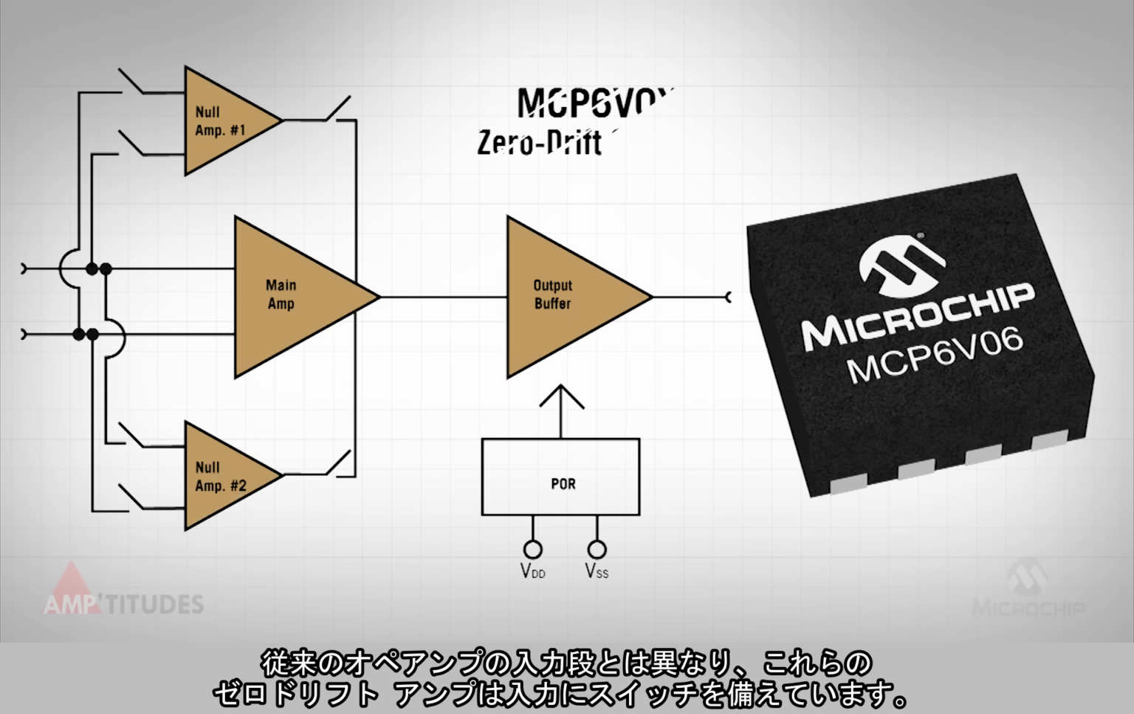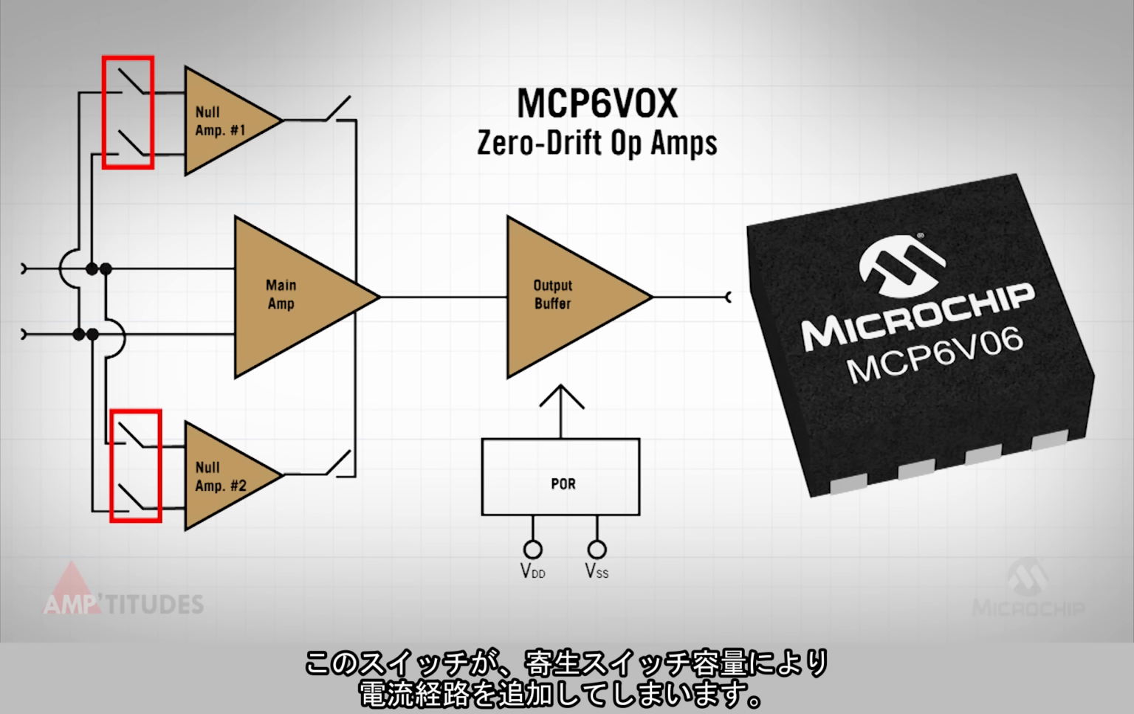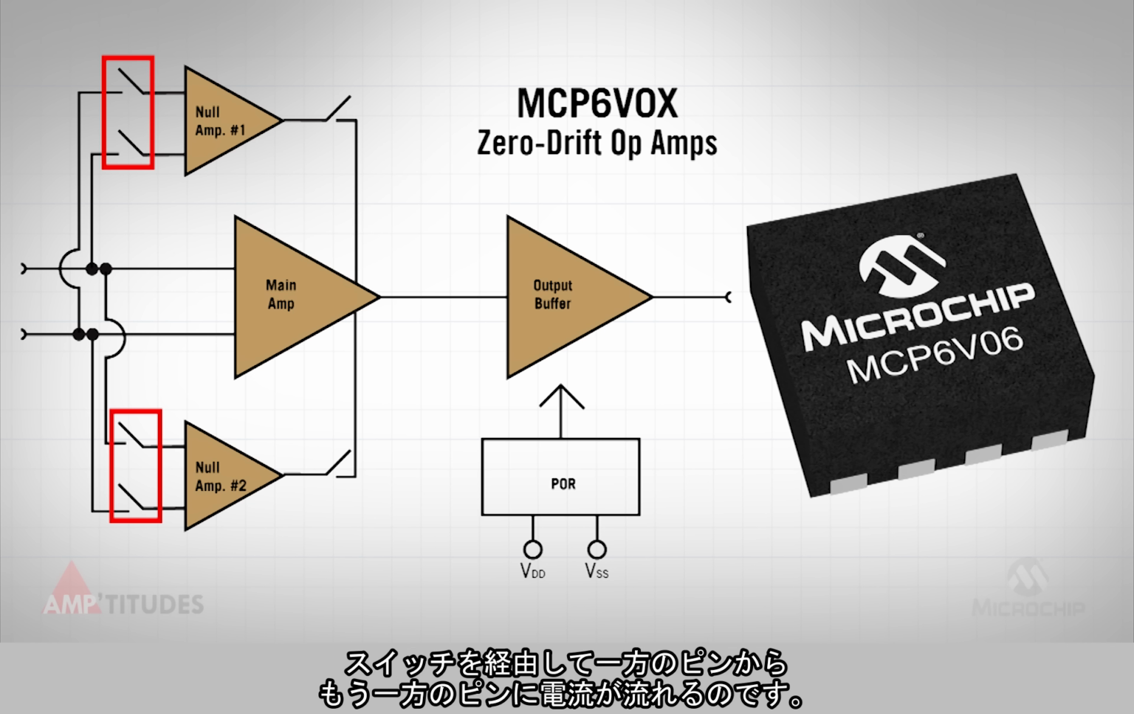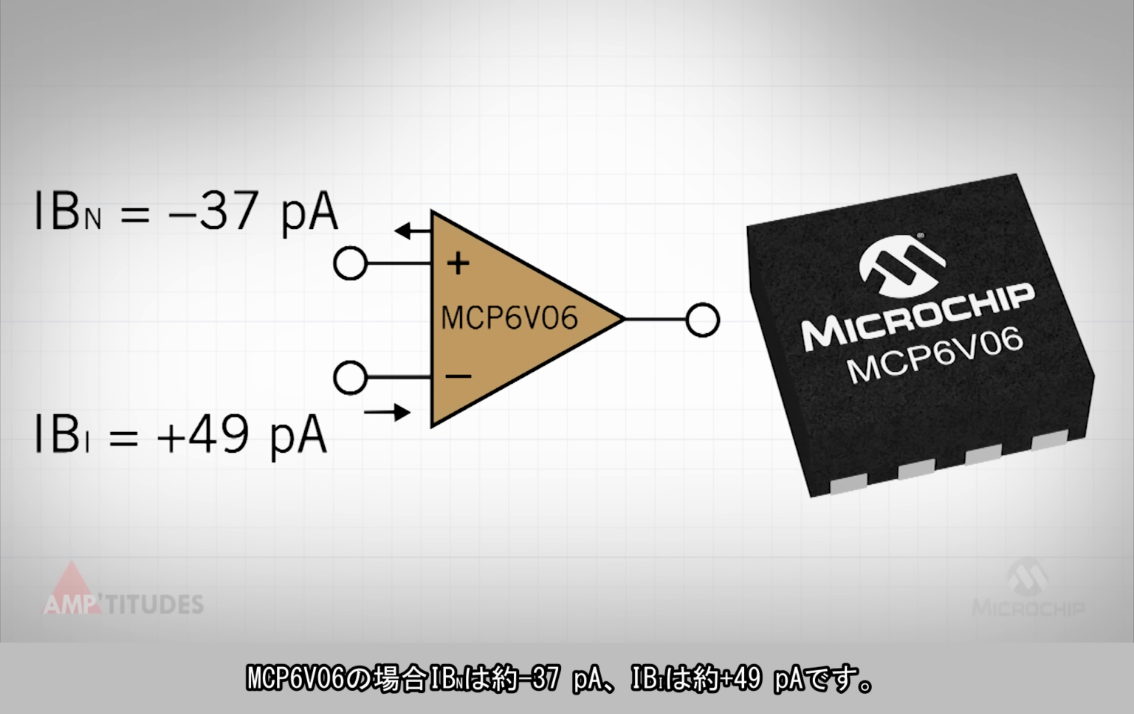Unlike traditional op-amp input stages, these zero-drift operational amplifiers have switches at the inputs that add a current flow path through parasitic switch capacitances. It turns out that the current flows through the switches from one input pin to the other. So for the MCP6V06, IB sub n is approximately -37 picoamps, and IB sub I is approximately +49 picoamps.